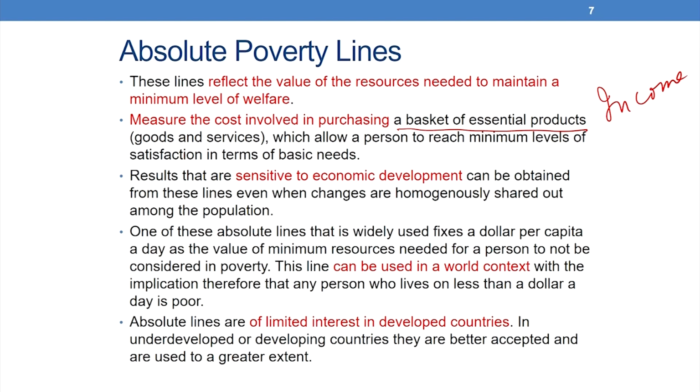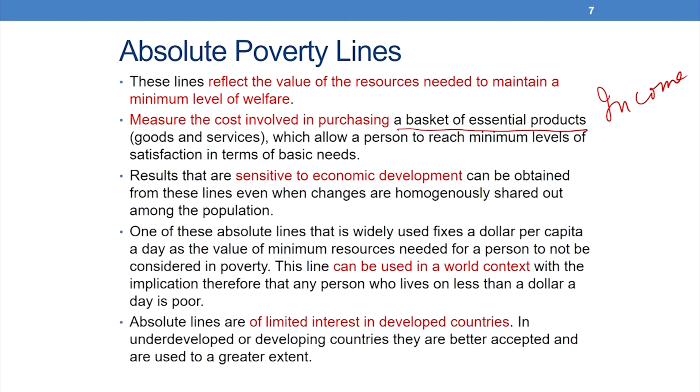So that essentially gives us a sense of it. If accessibility is poor because the family does not have the required income to be able to access the basket of goods and services, then we may say that the concerned family is poor. So it measures the cost involved in purchasing a basket of essential products which allow a person to reach minimum levels of satisfaction in terms of basic needs. The results that are sensitive to economic development can be obtained from these lines even when changes are homogeneously shared out among the population. And one of these absolute lines that is widely used fixes a dollar per capita a day as the value of minimum resources needed for a person to not be considered in poverty.